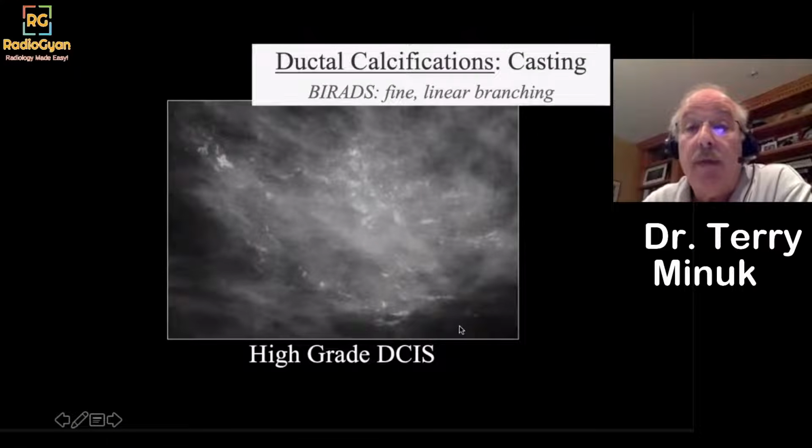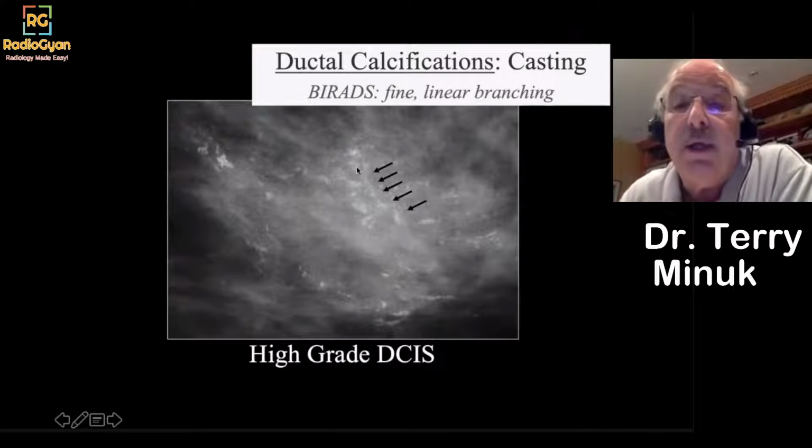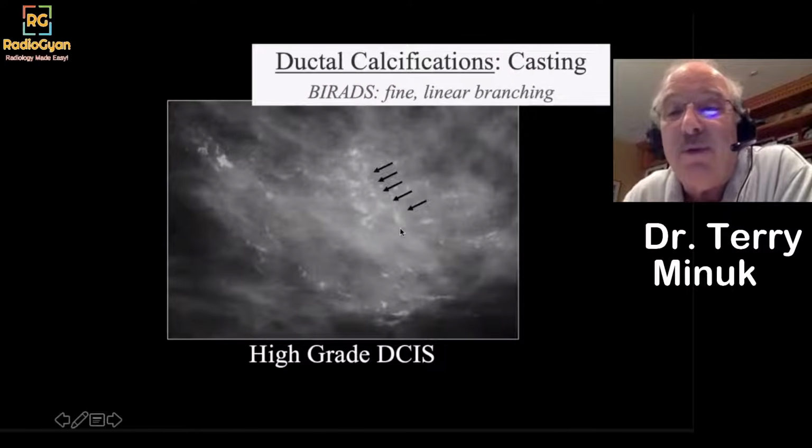Here's just another example of high-grade linear branching calcifications. You can see from the arrows, some of these calcifications are thick, but they're running in a linear distribution. It's that distribution that tells you these are in a duct, and the ratty, irregular nature, all different sizes and shapes and densities, that tells you high-grade DCIS.